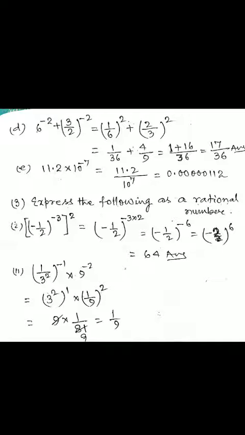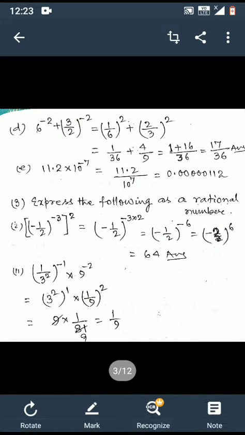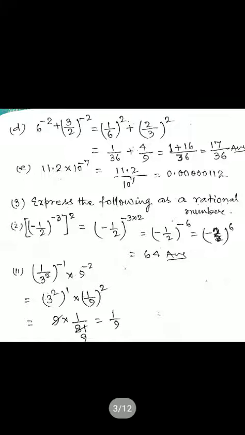Question number 3.2, 1 by 3 squared whole minus 1 into 9 raised to the power minus 2. So it can be written as 3 squared raised to the power minus 1 multiply 1 by 9 squared, equals 3 squared, equals 9 multiply 1 by 81, 9 1s are 9, 9 9s are 81, equals 1 by 9.